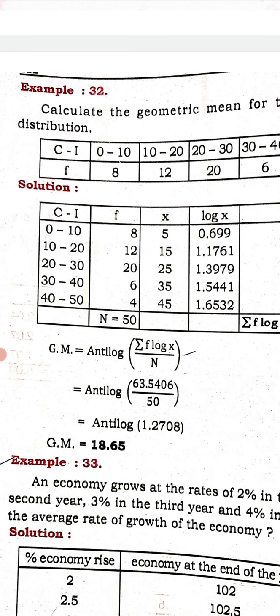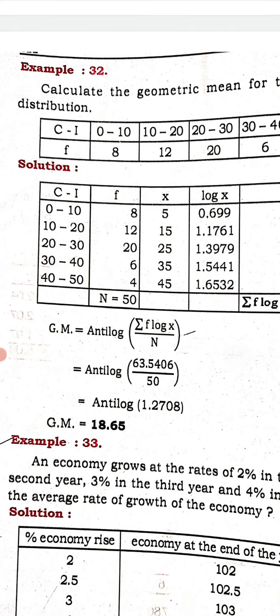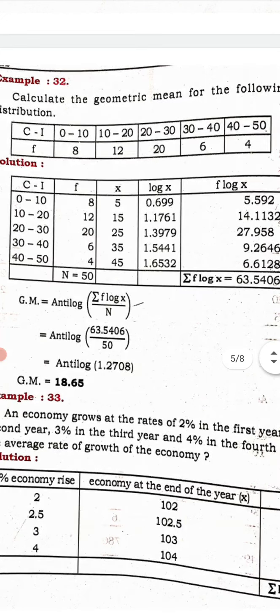Then before the point, the x value is 5.0. Before the point, how many digits are there? Only one digit is there. 1 minus 1 is equal to 0. Then for 15, the log x value is 1761. Before the point, 15.0 has two digits. 2 minus 1 is equal to 1. In the same way, you have to find all the values.